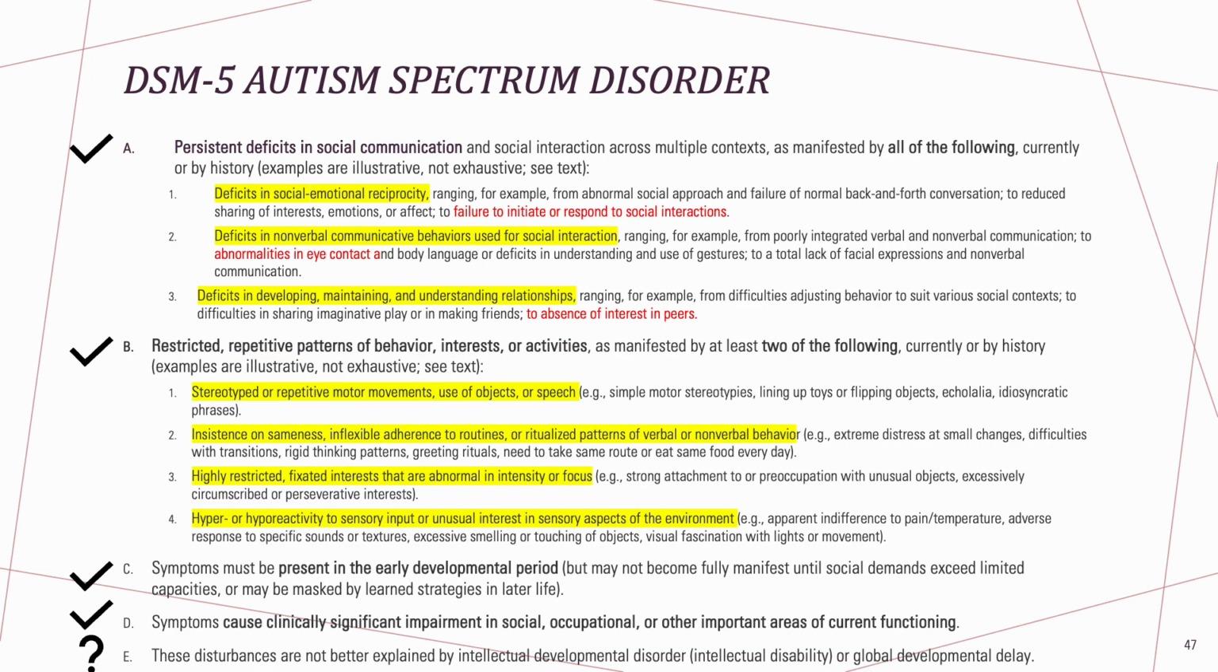So overall, yes, it looks like he meets all of the criteria for criterion A. Same thing for criterion B. Looks like, yes, criterion C is met because he is 2.5, and we're seeing these symptoms pretty early on. They do seem to cause clinically significant impairment, and while we don't know for certain because he hasn't done intellectual testing, let's just assume for argument's sake that criterion E is likely satisfied.